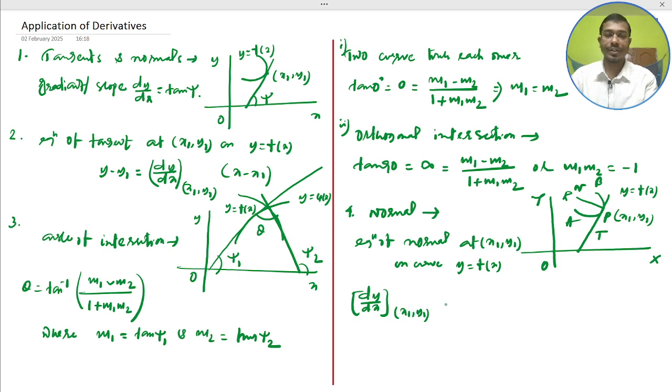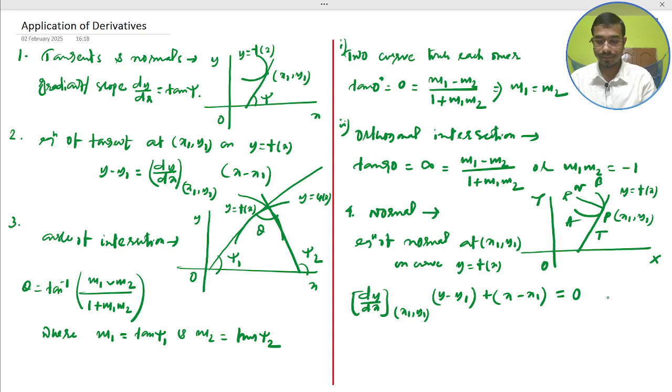I just teach you this slowly for your better concept and clarification: dy/dx into (y minus this point y1), plus (x minus this point x1) would be 0. So the equation of the normal becomes dy/dx at the point (x1, y1) into (y minus y1) plus (x minus x1) equal to 0.